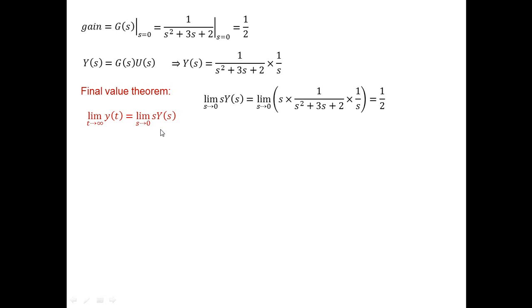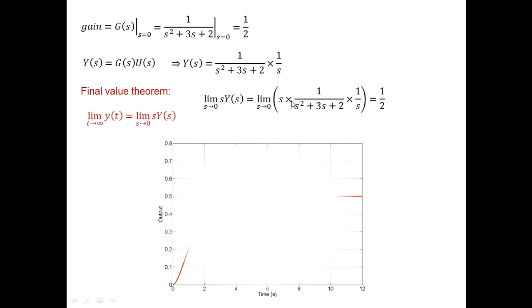By applying this theorem, the limit of s Y of s when s goes to 0 for this case will be the limit of s multiplied by 1 over s squared plus 3s plus 2 multiplied by 1 over s. This s will be cancelled out with this s. When s goes to 0, the final value equals 1 over 2. Here you see the sketch of the response. As you see, the final value is 0.5, or 1 over 2. And since the system is overdamped, we don't have any oscillations. The response of the system is almost the same as the response of a first order system.